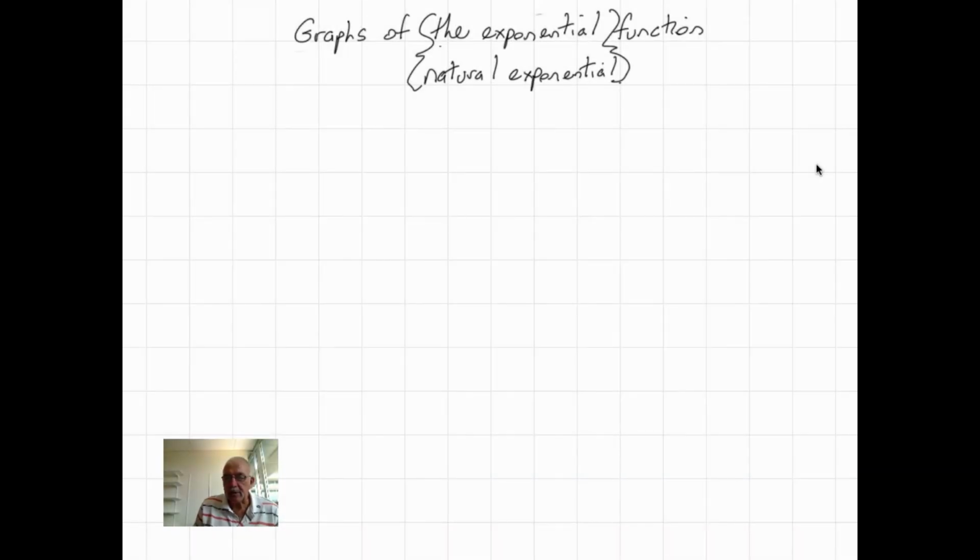Just have a quick look at, get an idea of what graphs of the exponential function look like. I use the word the exponential function to denote that it involves e, and your notes use the terminology the natural exponential. So natural exponential, the exponential, involve the number e. So y equals e to the x. What does that look like?